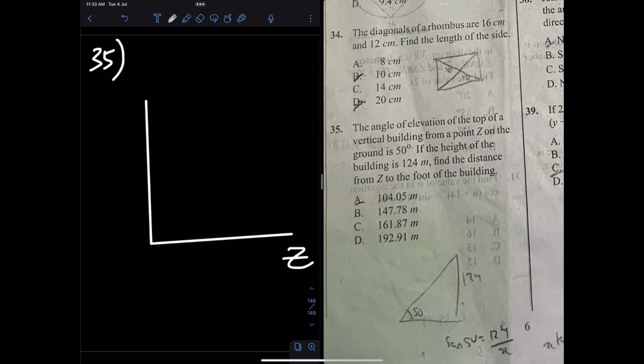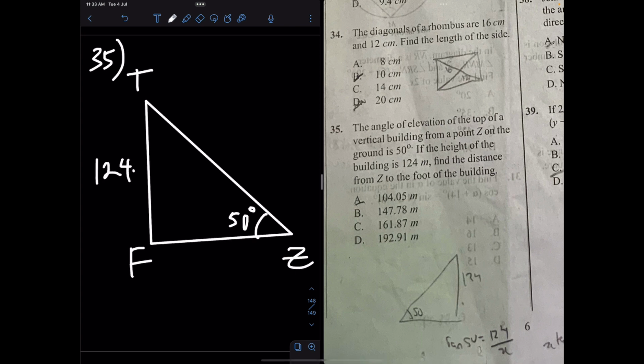And the angle of elevation of the top of a building. Let the top of the building be T, and this be the foot of the building. The angle of elevation is 50 degrees, and this is the angle, 50 degrees. If the height of the building is 124 meters, find the distance from Z to the foot of the building.